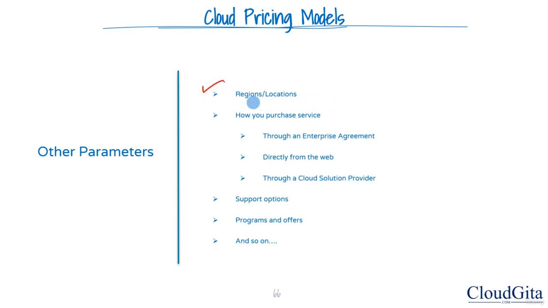For example, region or location: not all regions have the same cost. For example, if Azure has a data center in India, they may have a lower cost because of the lower infrastructure cost Azure has in India compared to, for example, the USA. So if you create a virtual machine in India, that might be cheaper than creating it in the USA. Right? So it depends on which location you are creating your resources in.